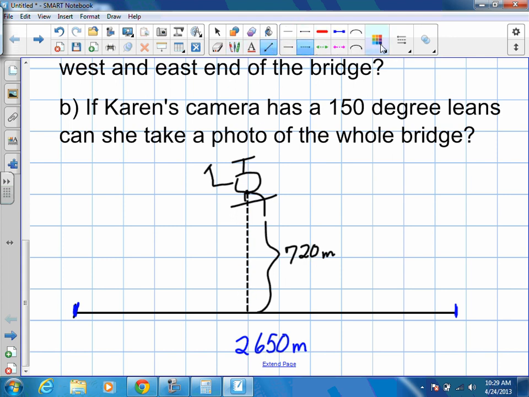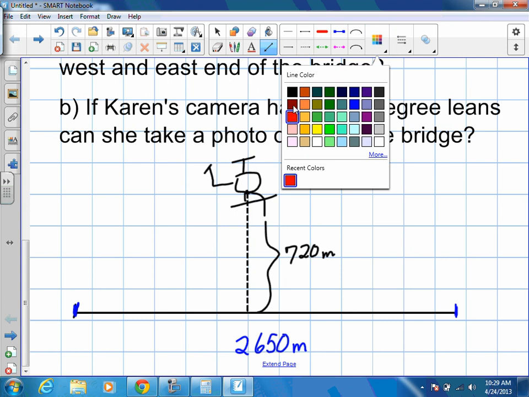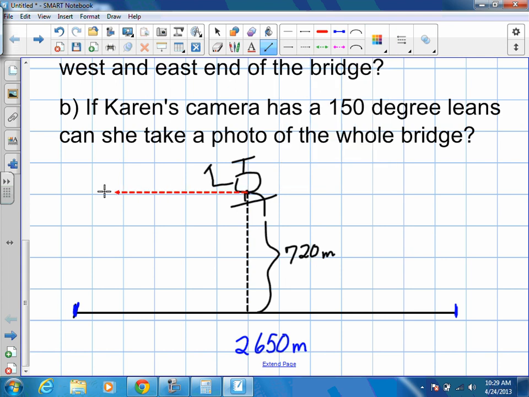Okay, so I want you to think of it like this. If she's directly 1 kilometer away from the west end of the bridge, if we were to take that value and just slide it down, that means this red section here is 1 kilometer. Or let's convert it to meters: 1,000 meters. So we know that this distance is 1,000 meters.